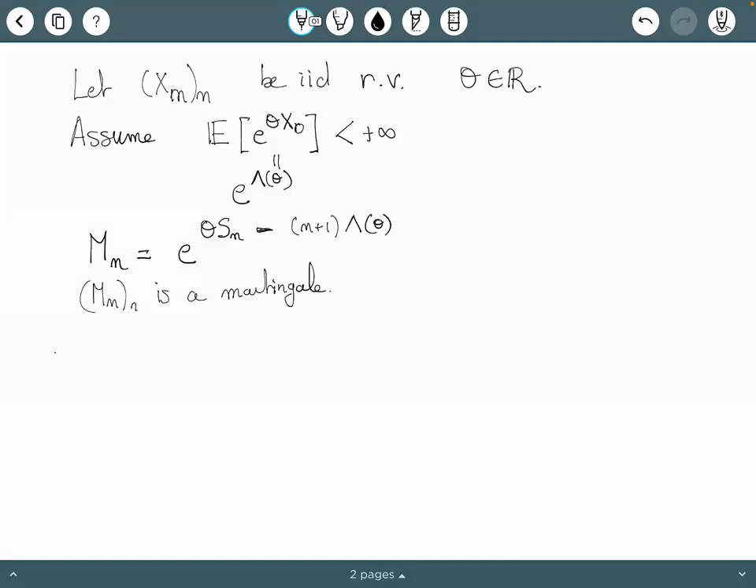Okay, so I have two points to check. First, that it satisfies the integrability condition. I have to check that Mn is in L1. And then afterwards, I have to show that the conditional expectation of M_{n+1} given F_n^X, I should say with respect to F_n^X, is equal to Mn. So how do I do that?